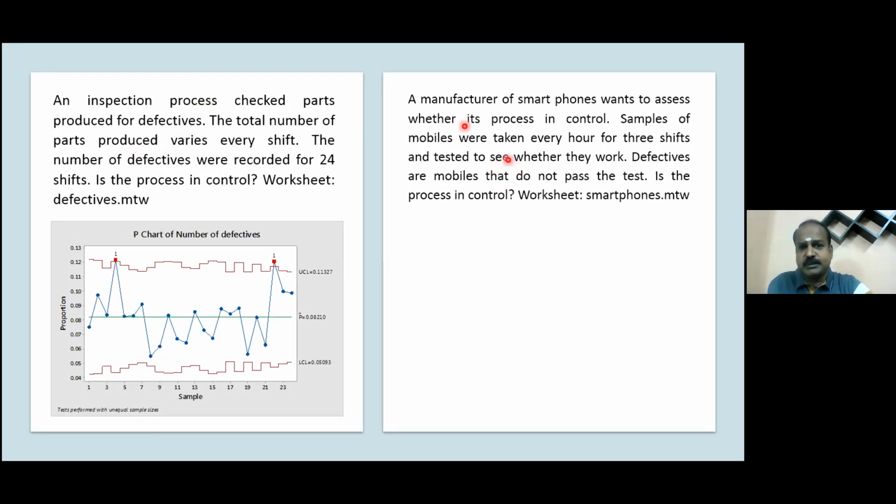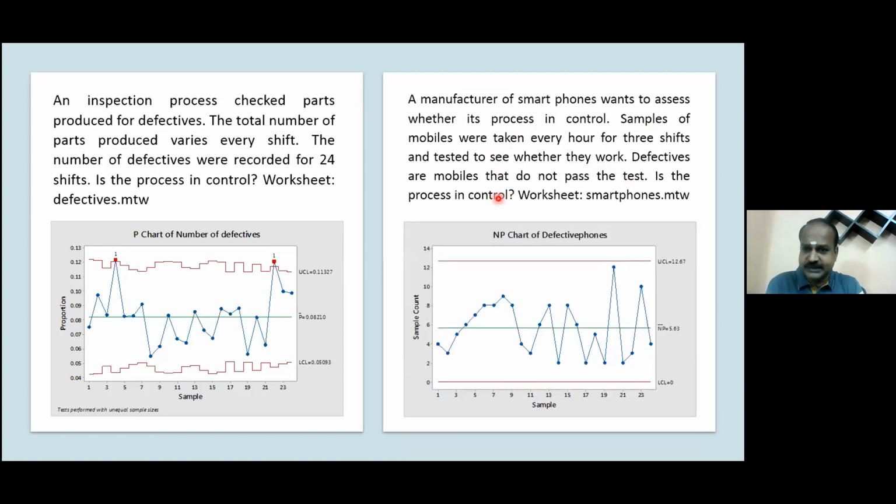Now let us see one more example. A manufacturer of smartphones wants to assess whether its process is in statistical control. Samples of mobiles were taken every hour for 3 shifts and tested to see whether they work. Defectives are mobiles that do not pass the test. Is the process under control? It is assumed that the number of samples you take every hour is the same. That means it is an NP chart, isn't it? Yes. And see here, you have an upper control limit and a lower control limit. Your center line is NP bar. You can use the formulas and plot it.